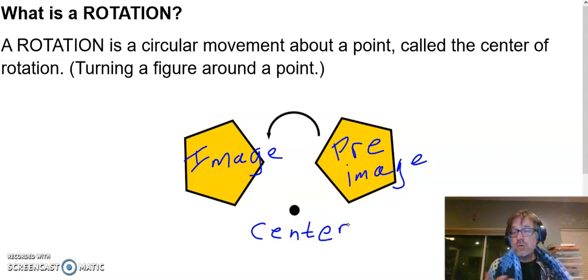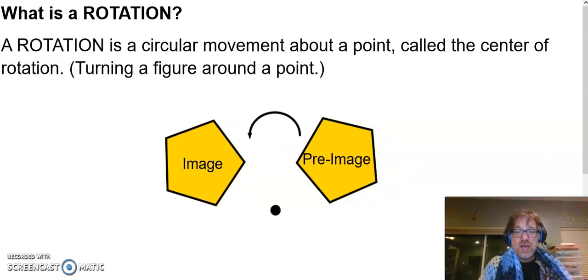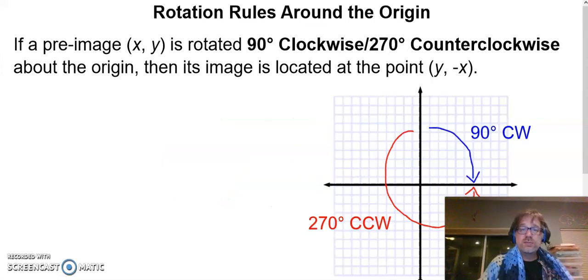Normally, we use the origin of a graph as our center. It doesn't have to be, but it makes things nice and easy, and that's what we're mostly going to do in this class. So we've got, like I just showed you, our pre-image and our image. We've got our center of rotation. So let's look at some of our rotation rules.